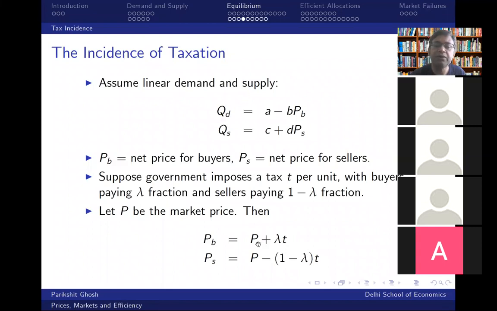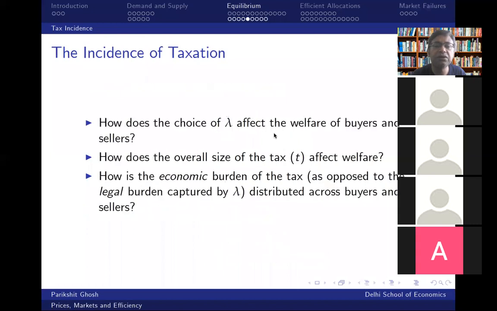Okay, so now what do we do? We go to our equilibrium condition, demand equals supply, so we'll equate these two, and we will replace PB and PS by these expressions that we just wrote down, okay? Once I do that incorporation and set these two things equal, I have a simple equation in one unknown, which is P, and I just have to solve that, right? The easiest of tasks. So let me give you the solution. Before that, what are the questions?